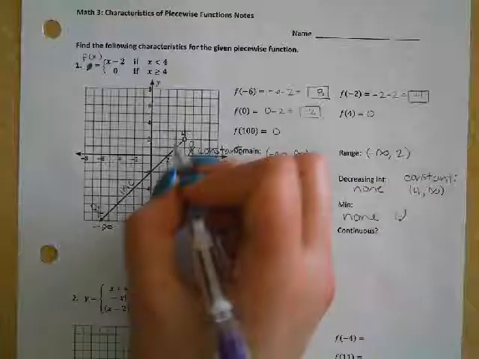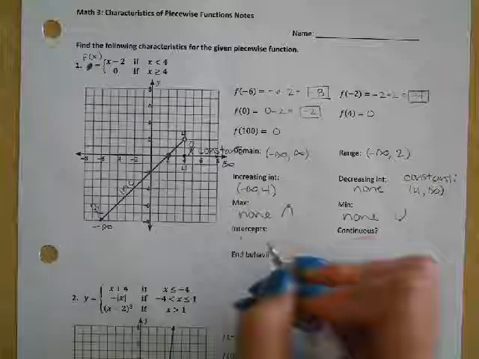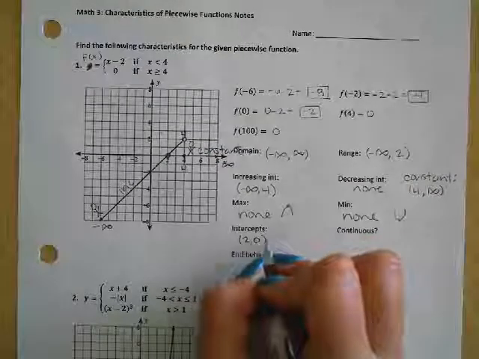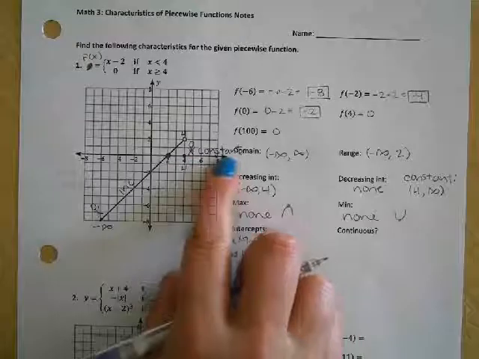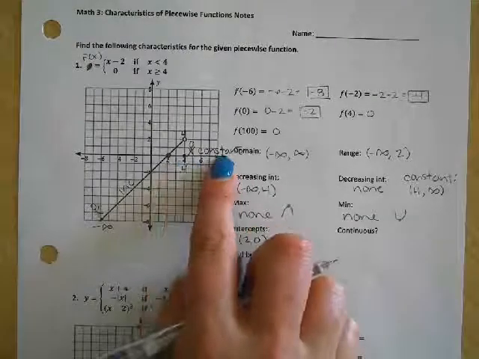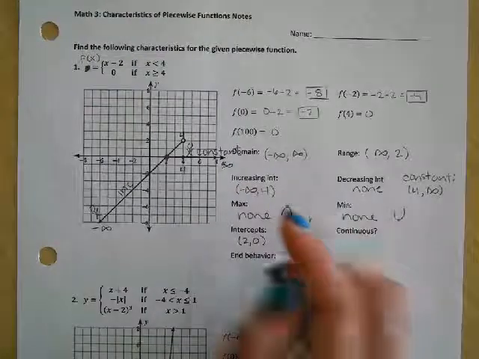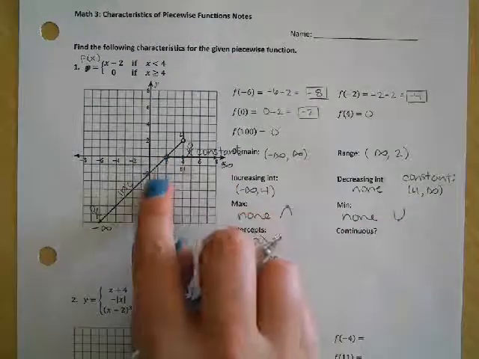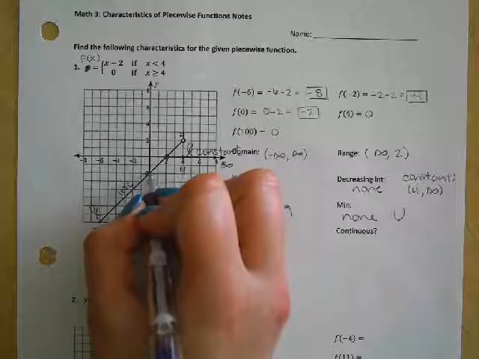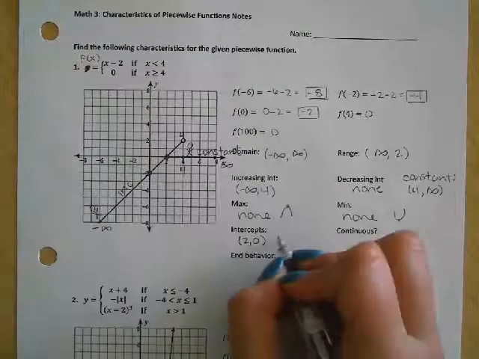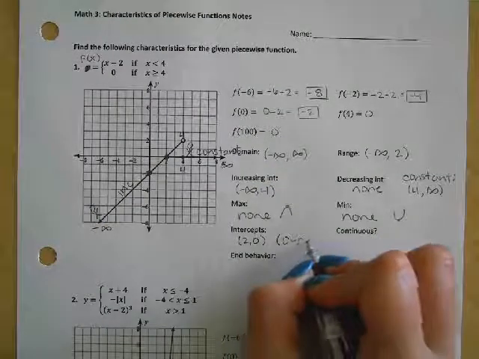Intercepts. We have an x-intercept at 2, 0. And then that whole graph is kind of like an x-intercept, and honestly, I don't know how to write that, so we're just gonna leave that part blank. So x-intercept at 2, we also have a y-intercept at -2, so 0, -2.